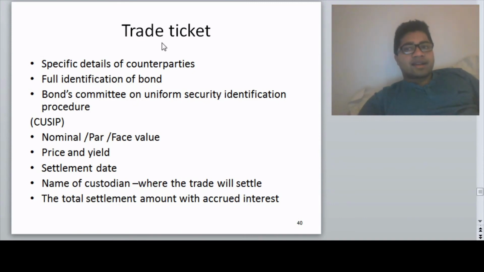So whenever you trade, you get a trade ticket. Trade ticket is the confirmation of order. It means specification of counterparties, identification of bond. So bond number, the Committee on Uniform Security Identification Procedures number, CUSIP. Nominal par and face value, price and yield are mentioned, settlement date is mentioned. Accrued interest, we will discuss it in a while, but that is mentioned, and the custodian is mentioned. So all these details are mentioned.